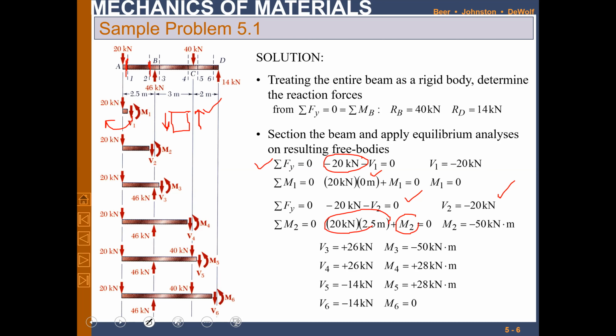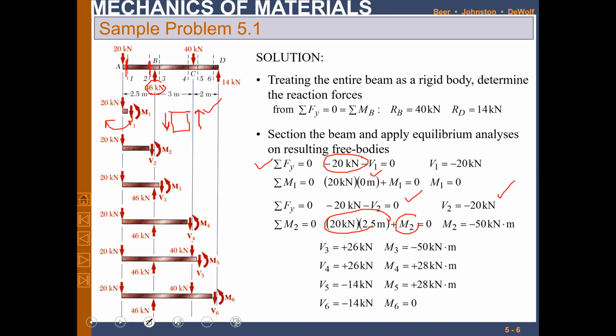So the sum of action plus reaction equals 0 to keep the system in equilibrium. So M2 will be minus 50 kilonewton, right? Likewise, at section 3, what will happen? Section 3 is just beyond the B point. So the length for 46 will be 0, so there will be no effect of the moment of the 46, and you will be left with only the moment effect of the 20 kilonewton.